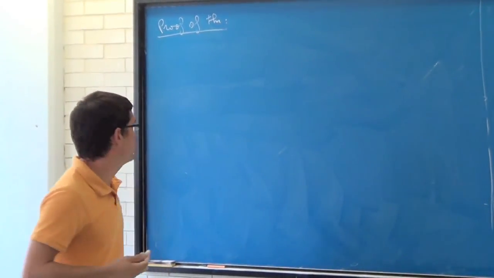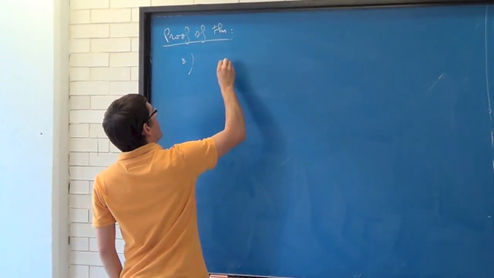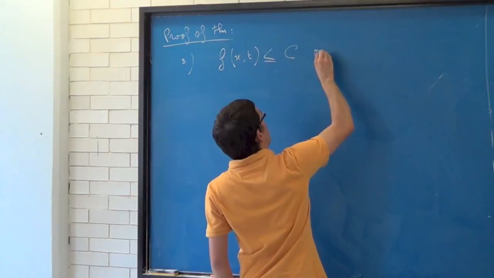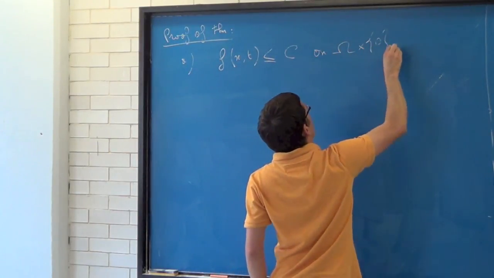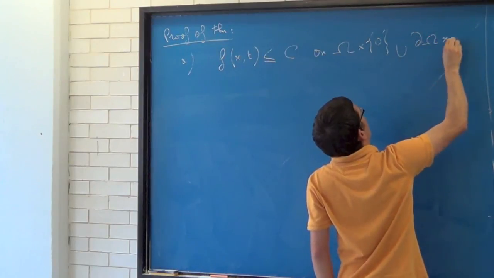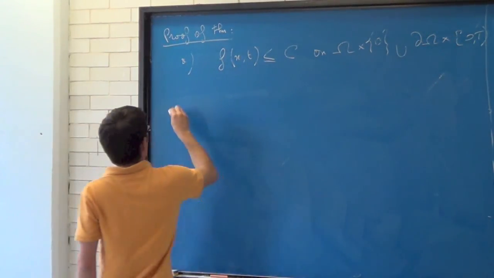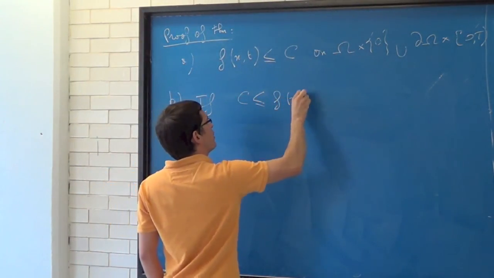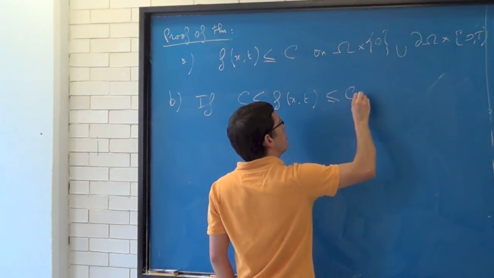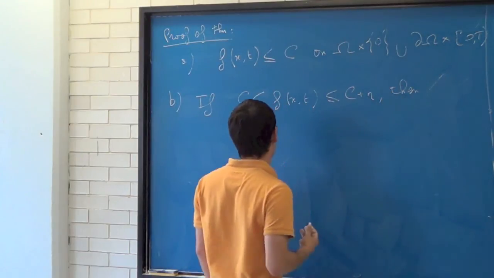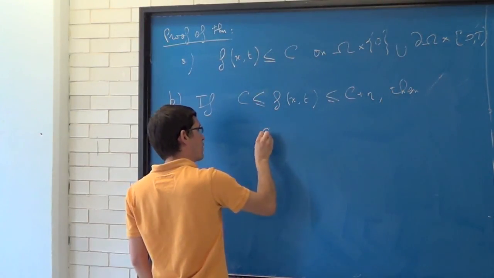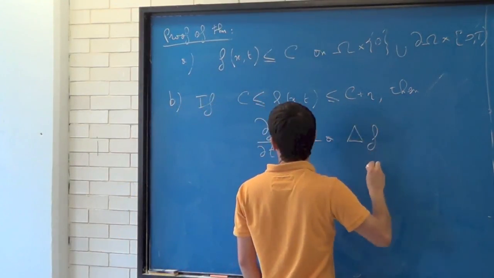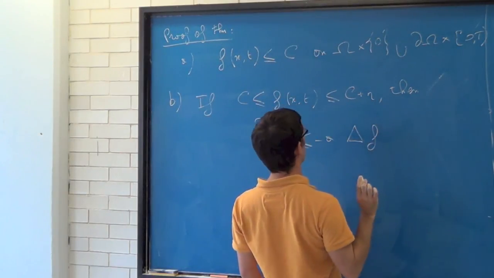So I will tell you that we assume two things, that f is less than this constant on the initial condition and the boundary, and that if f at some point is between C and C plus theta, then the derivative of f satisfies the following equation. That's it.